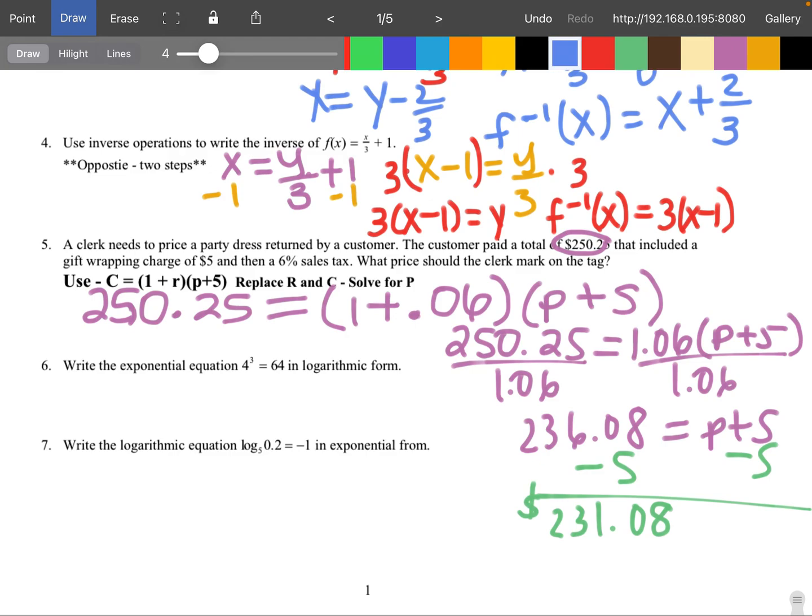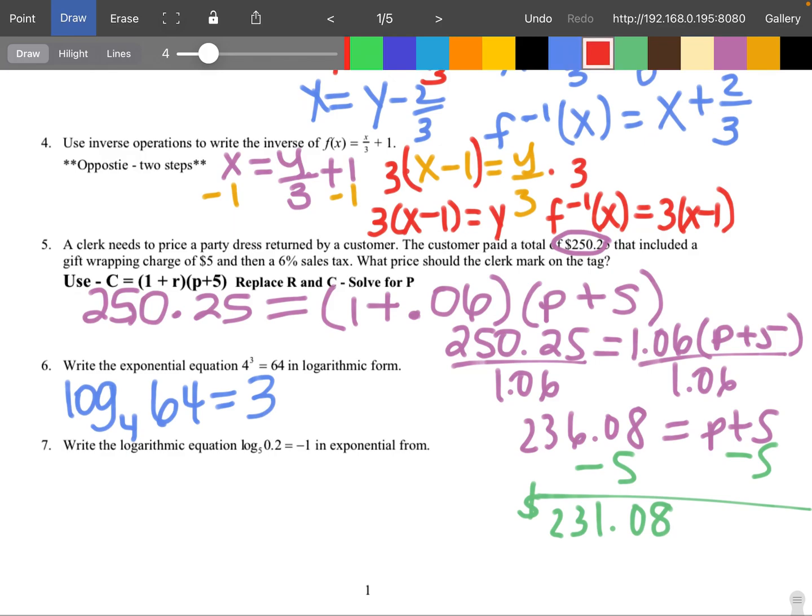Number 6, write the exponential equation 4 to the third equals 64 in log form. So remember, you keep the base. So it's going to be log base 4, because that was the base of the exponent, but then you switch the other number. So log base 4 of 64 equals 3. So that's how you switch it.